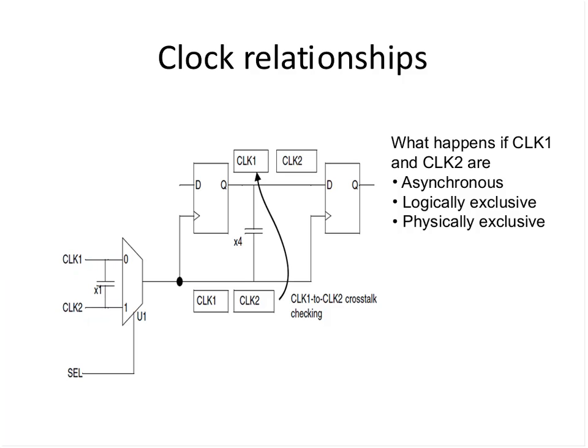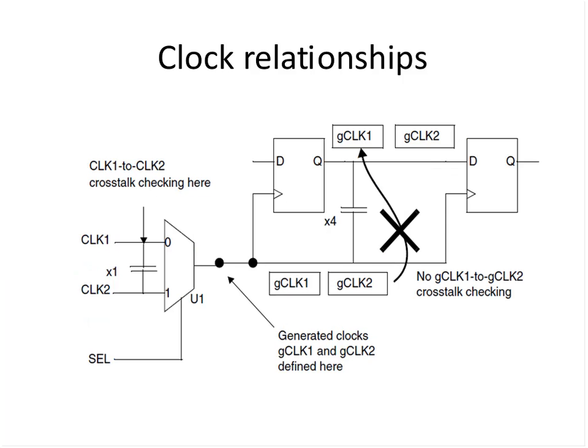So what do we do, right. We do something like this. Even if you do not understand this, do not worry about it. There is a clock 1 and clock 2, and we create generated clocks here. We create a generated clock GCLK1 which is a divide by one version of clock 1. We create a clock GCLK2 which is a divide by one version of clock 2. Now we set GCLK1 and GCLK2 to be logically exclusive.